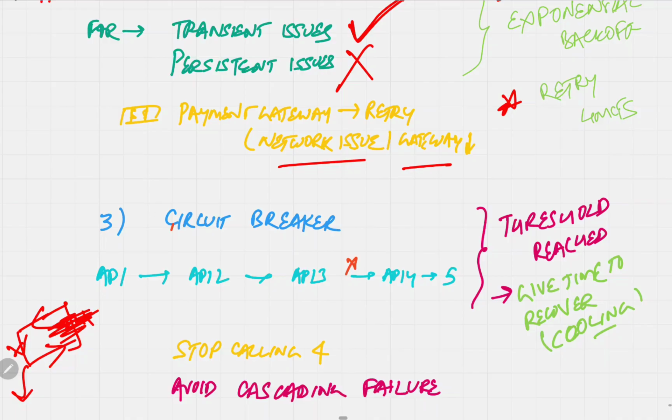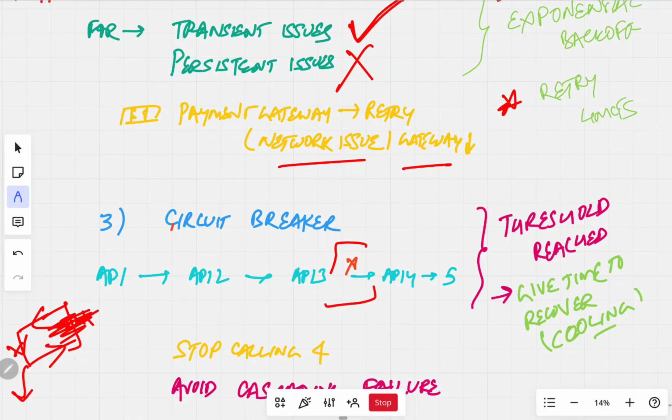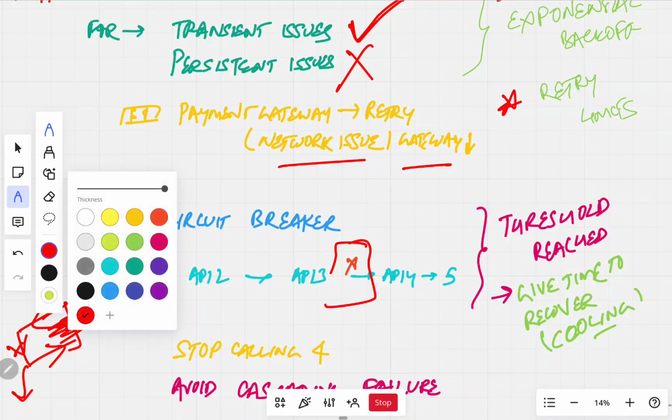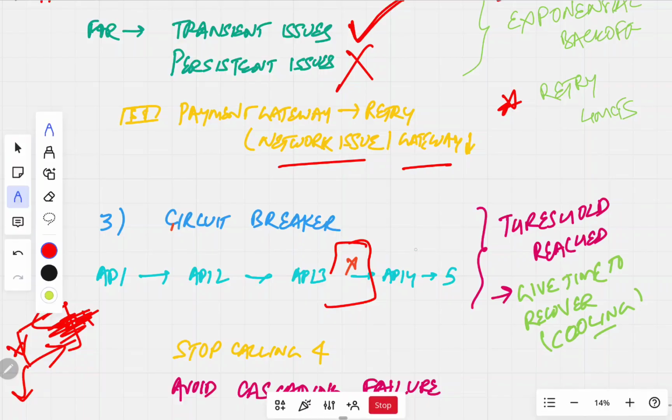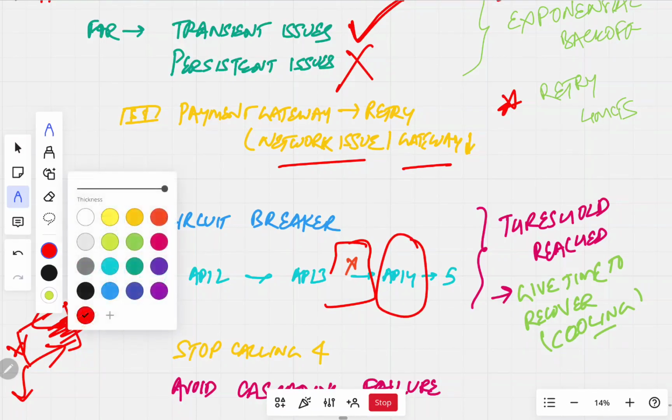So suppose this flow was causing the issue. We cannot keep calling API 4 forever. Of course, we just talked about the retry option and some limits. Apart from the user's perspective, we also have to think about this at our end.